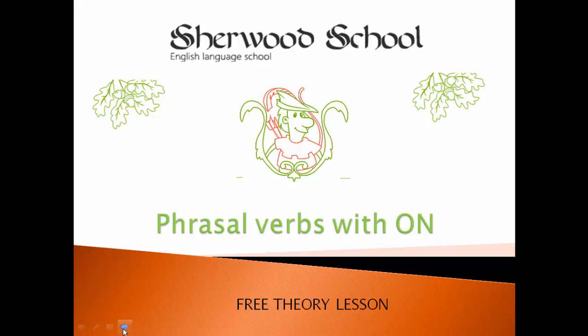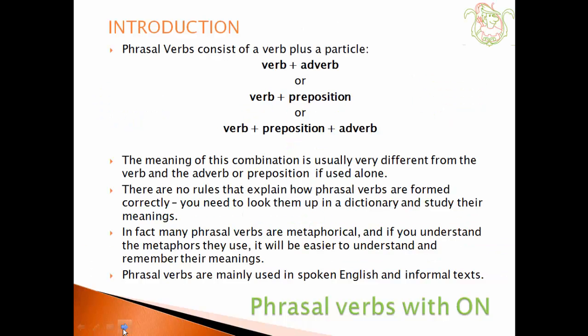Although it may appear a little boring, we see it as the most effective way to tackle this challenging part of English grammar. Phrasal verbs consist of a verb plus a particle. Therefore, they can be of the form a verb plus an adverb, a verb plus a preposition, or a verb plus a preposition plus an adverb. The meaning of this combination is usually very different from the verb and the adverb, or preposition, if used alone.